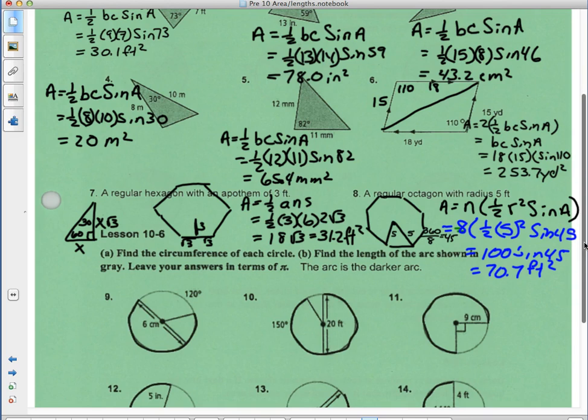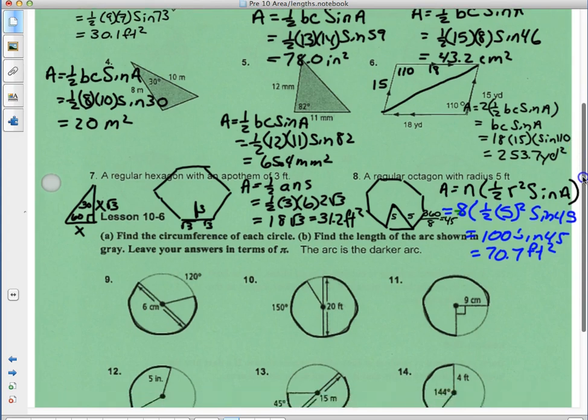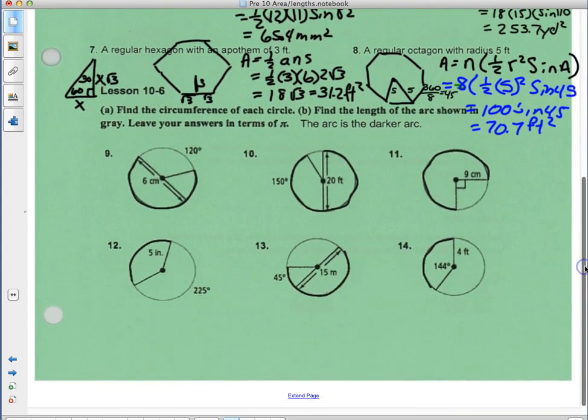Okay, now that's the end of 10.5, and those are the formulas that we've been using. In 10.6 review, the formula that we're going to be looking at, we got 2 parts here. We're asked to find the circumference of each circle and then find the length of the arc shown in gray. So the A part is circumference, and circumference is 2 pi r. Okay, and this one, I'm supposed to leave in terms of pi.